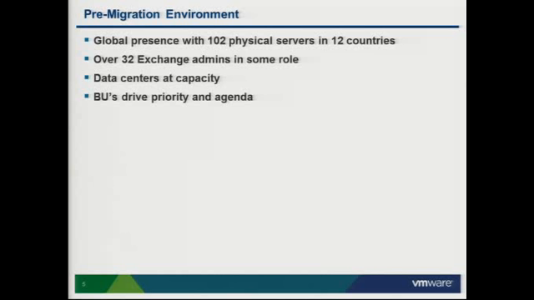So our pre-migration environment. We were on Exchange 2003, and we have a global presence. So we had 102 physical servers spread over 12 countries, with over 32 Exchange administrators in some fashion. Now, not all of those people were full-time Exchange administrators, but everybody did a little bit of Exchange administration as part of their overall IT role. So we had that administration spread out, very inefficient, with a lot of duplicated effort in the business units.